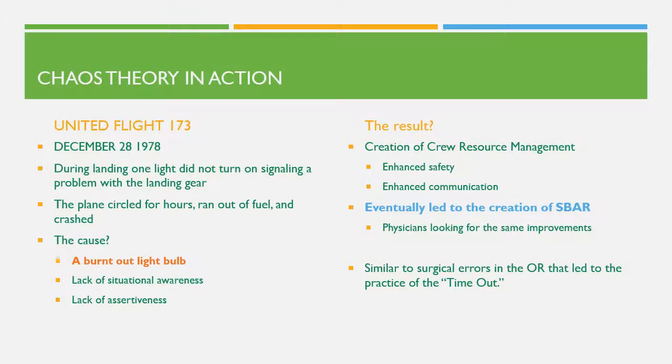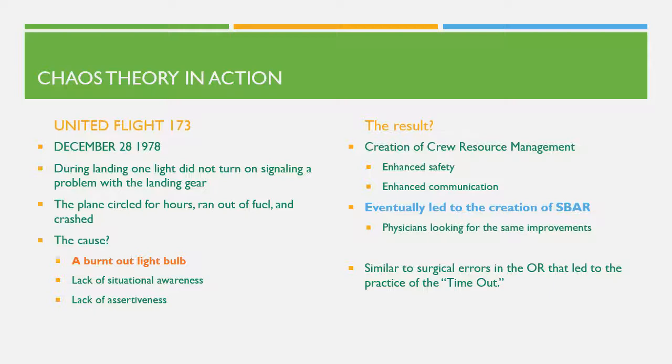So I want to demonstrate to you how the chaos theory has led to some really amazing stuff. December 28th, 1978, there was a plane flight, United Flight 173, that was inbound, I think, to Chicago, if I remember correctly. And during landing, the pilot engaged the landing gear, and one of the lights didn't turn on, and the lights turn on to signal that the landing gear are fully down and engaged. So, of course, the thought was that the landing gear were broken.